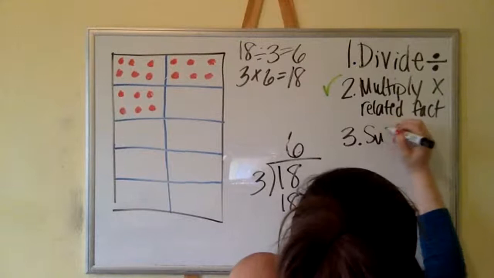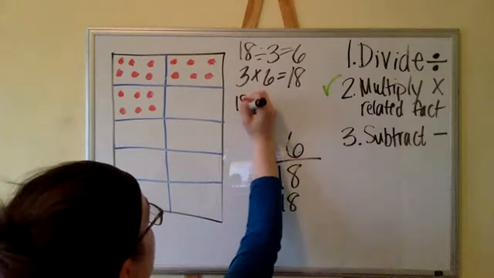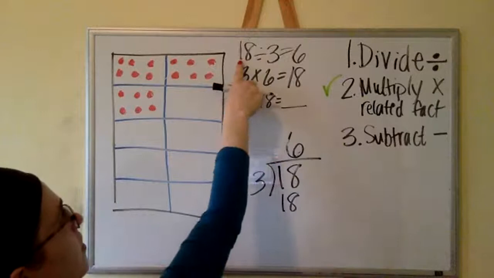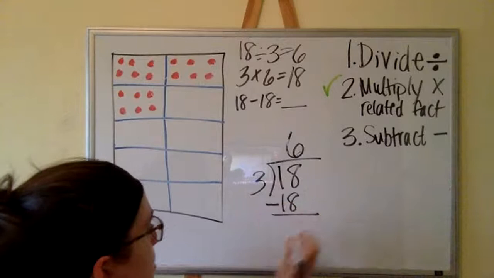So then we subtract. So we'll do 18, and we're going to subtract this 18 from what we started with, because that's what we got when we multiplied. Okay, so that's what this is down here.